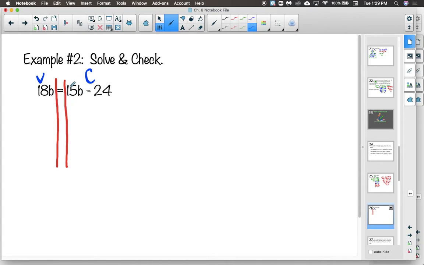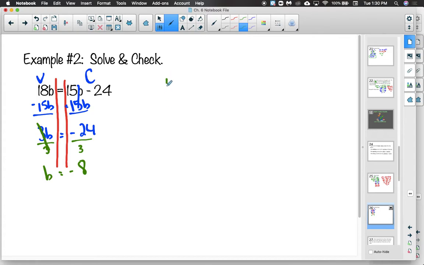We actually need to get rid of the 15b. And remember, to get rid of a term, we're going to add or subtract it away. So this is a positive 15b, so I'm going to subtract 15b to get rid of it. And I'm going to subtract 15b from the variable side as well. I'm left with 3b on the left, negative 24 on the right, and now my separate step is finished because I've only got variable terms here and constant terms here, so I'm fully separated. So now I have to do my third S, which is solve. So to solve, we're going to divide both sides by 3, and we get b equals negative 8.